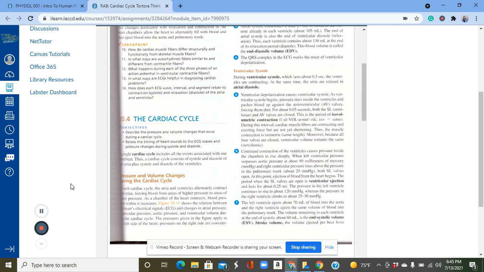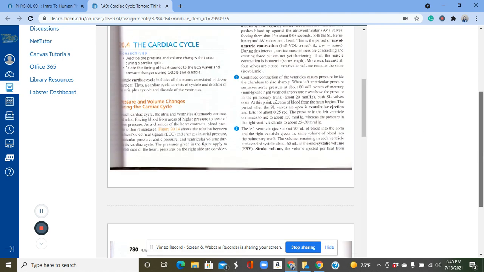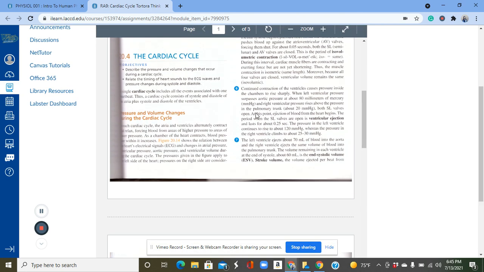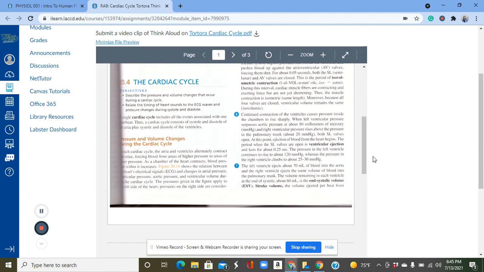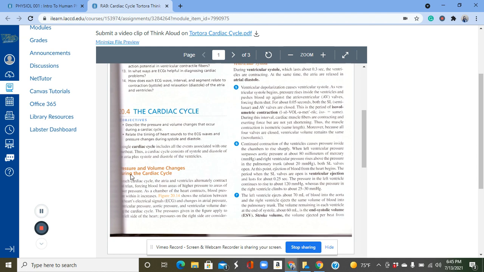So, as we all know from anatomy class, the cardiac cycle is basically this series of pressure changes that take place within the heart, and these pressure changes result in the movement of blood throughout different chambers of the heart and the body as well. So, pressure and volume changes during the cardiac cycle.